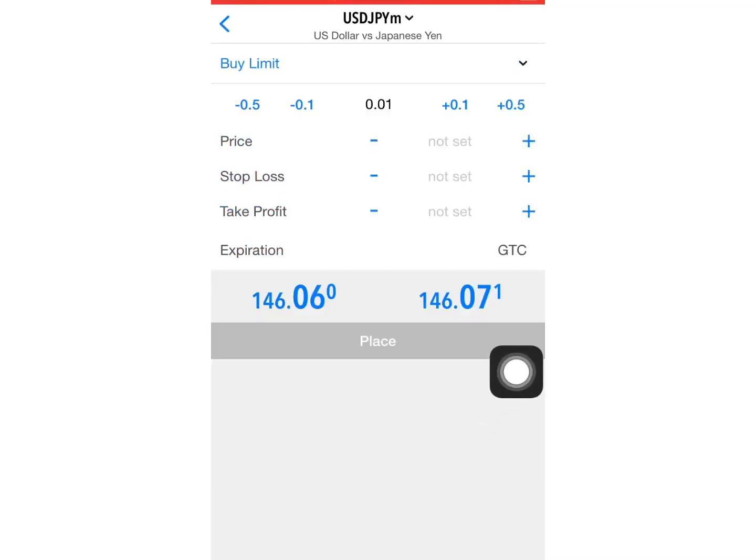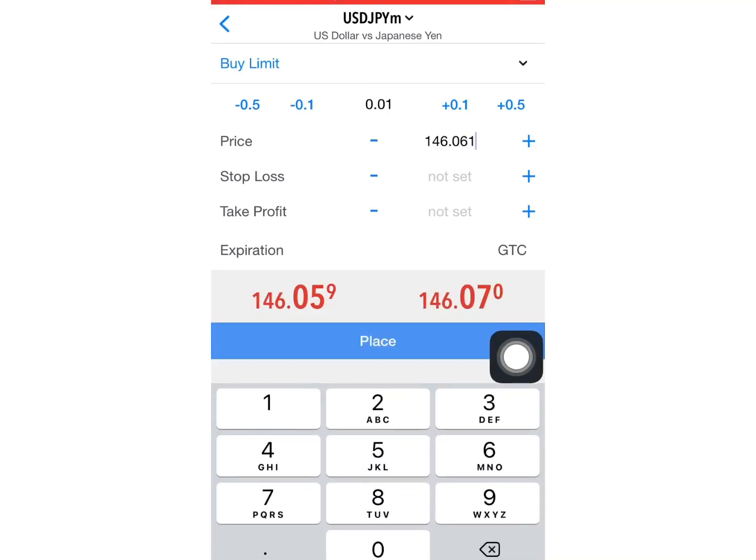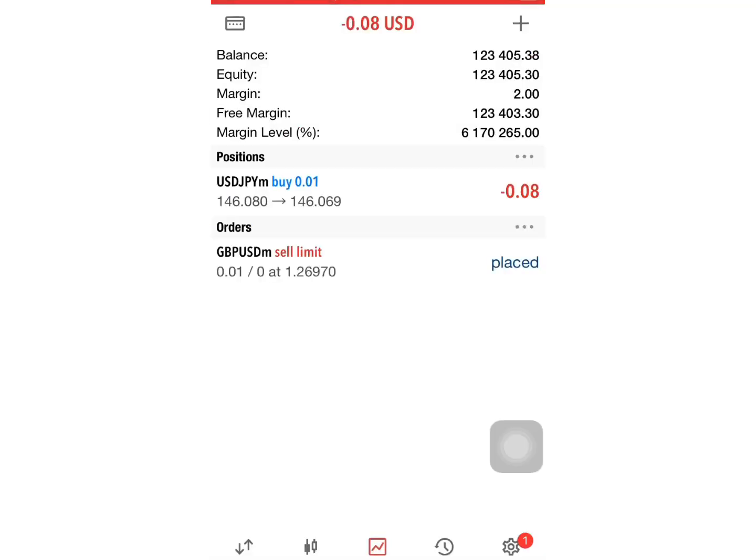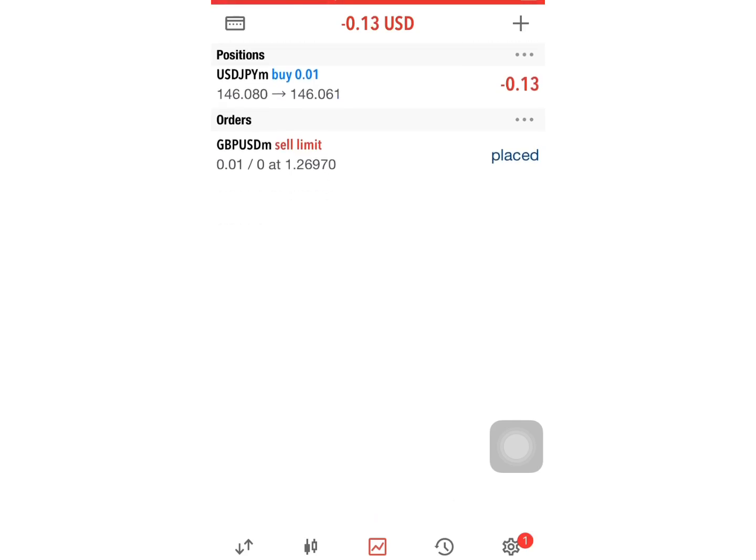So I can just say okay, because I'm buying at the ask price, this is the current ask price right now. I can say okay, I'm buying at 0.8, for instance. Once price gets there, it will trigger, right? It's going below me, let's say 9.8. So this is the buy limit right here. As you can see, this buy limit just triggered because price was very close to where I put it, right?